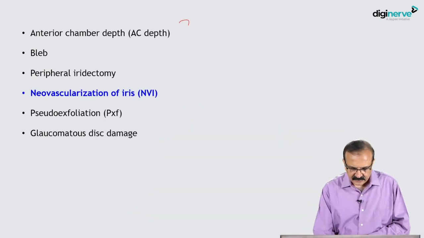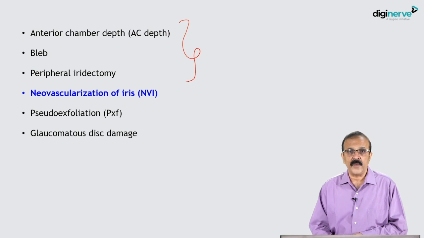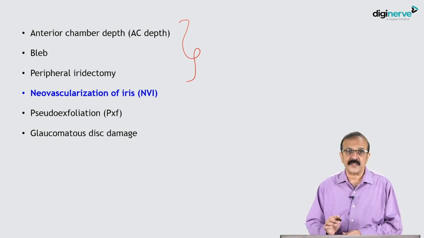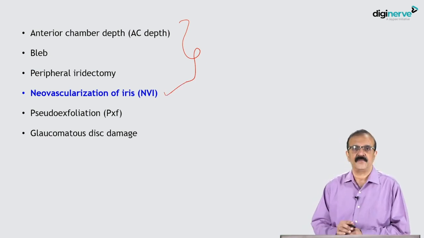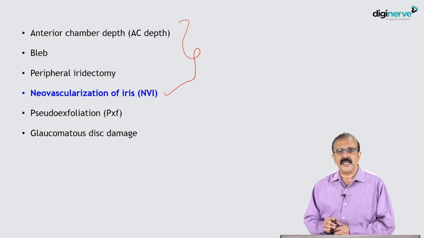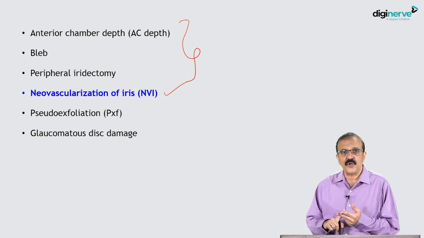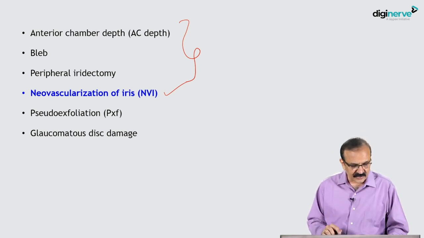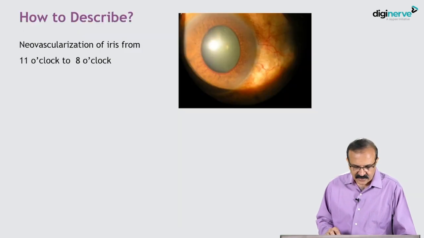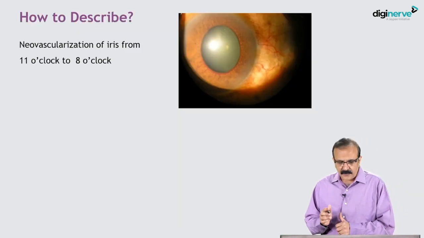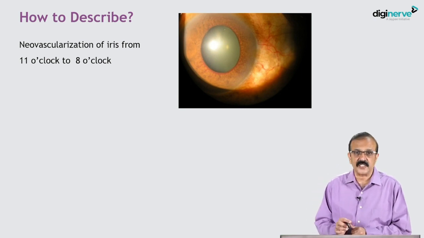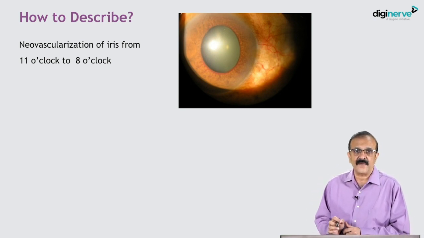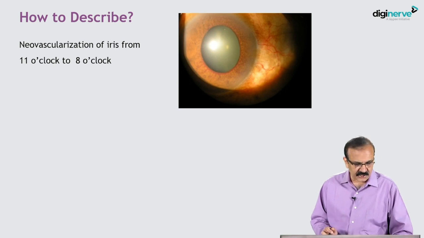So we finished these 3 things, and now we are going to describe a neovascularization of the iris. Again, this is an important case. If they are going to have a neovascular glaucoma or a pseudoexfoliation glaucoma, they are definitely going to keep that for your exam. So how do you describe neovascularization? If you are not prepared, and you see a case like this, you are just going to say neovascularization of the iris seen from 11 o'clock to 8 o'clock position.